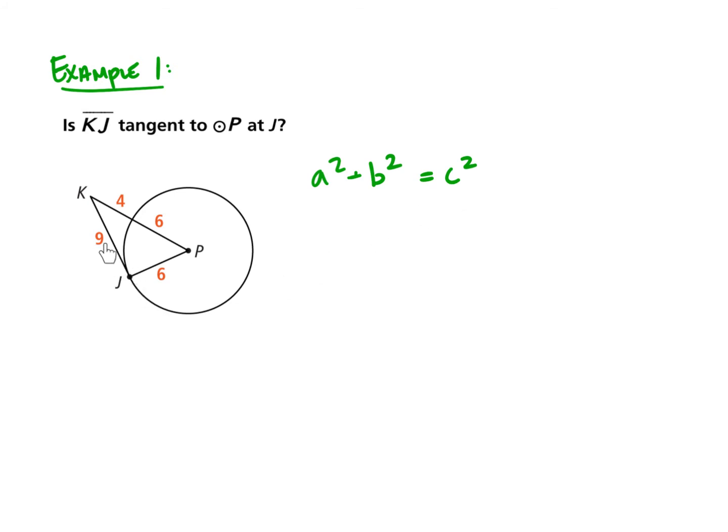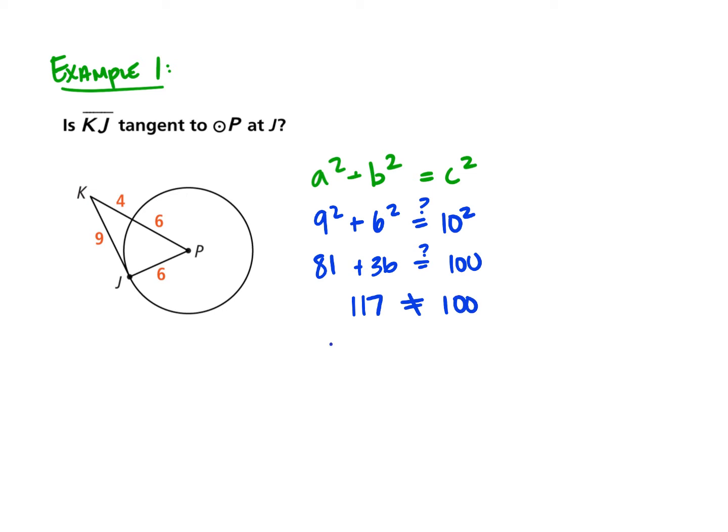So we're going to use 9 for the A, 6 for the B, and 10 for the C, and we're going to see if the Pythagorean theorem works out here. So I'll say, does 9 squared plus 6 squared equal 10 squared? And 9 squared is 81, 6 squared is 36, and 10 squared is 100. If I add 81 and 36 together, I'm going to get 117, which does not equal 100.